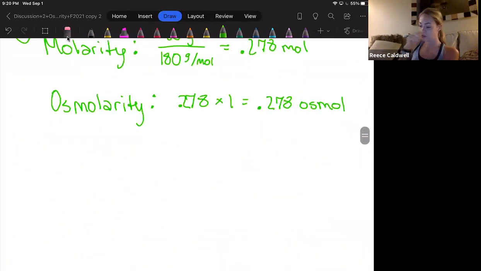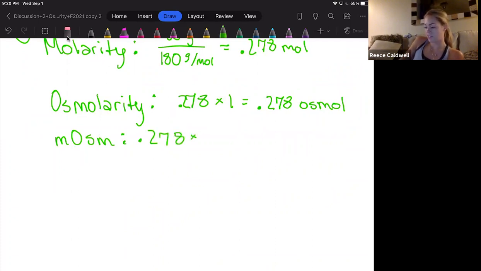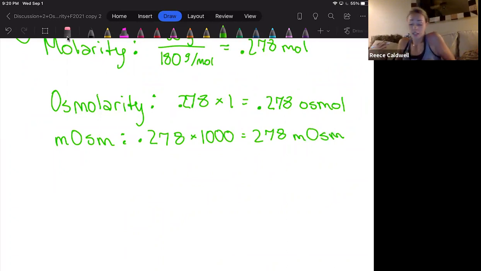However, we're looking for milliosmoles. So we are going to convert that even further into milliosmoles. Super easy calculation there. 0.278 times 1,000. That's going to give us 278 milliosmoles. Now, I assume a lot of you would think, okay, let's go fill that into the chart. But remember, we're looking at D5 normal saline. So we need to combine those two now.